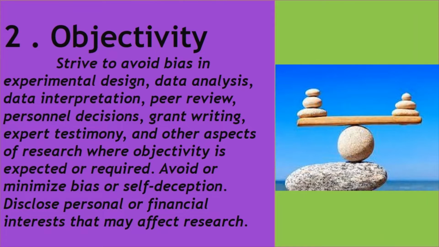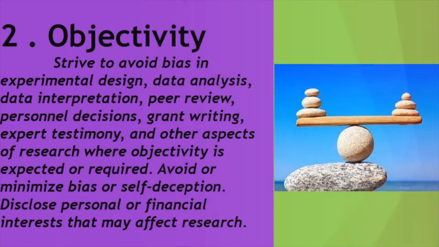Second one is objectivity. Strive to avoid bias in experimental design, data analysis, data interpretation, peer review, personal decisions, grant writing, expert testimony, and other aspects of research where objectivity is expected or required. Avoid or minimize bias or self-deception. Disclose personal or financial interests that may affect research.